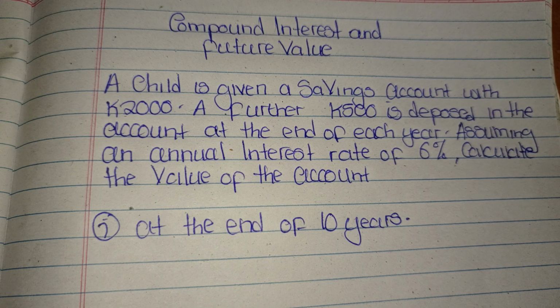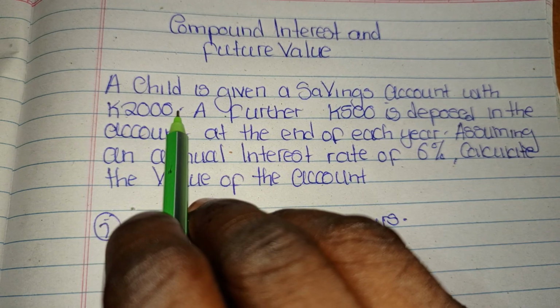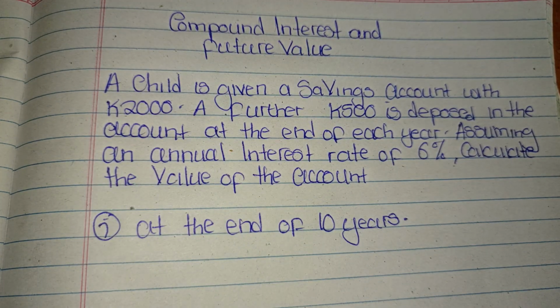So today we'll be looking at one interesting example involving both compound interest together with future value. The question reads: a child is given a savings account with 2,000. Remember, this is put in an account, so for this to grow, we'll use the compound accrued formula.